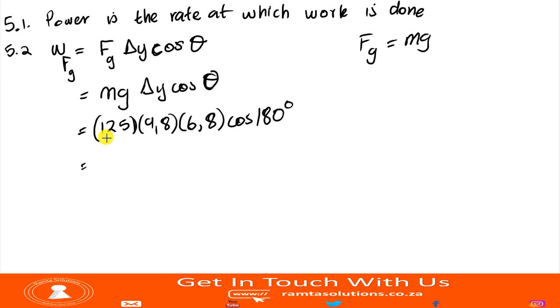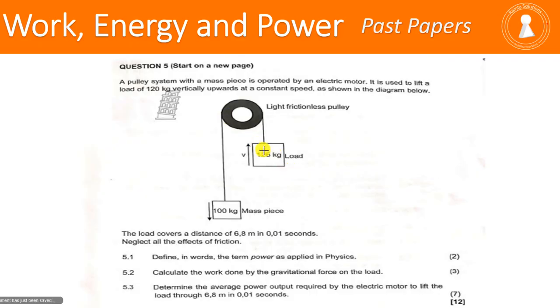So what is our answer? It's negative 8,330 joules. This is the work done by gravity. As you can see, this means gravity does negative work on the load.